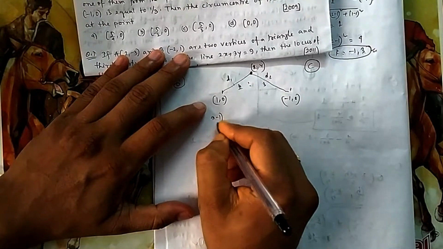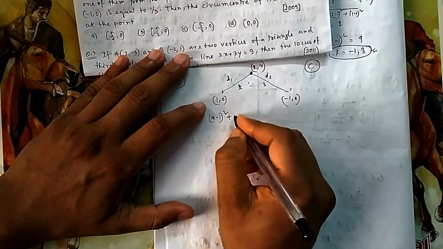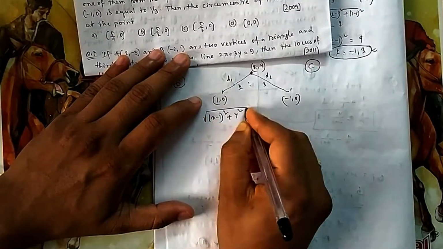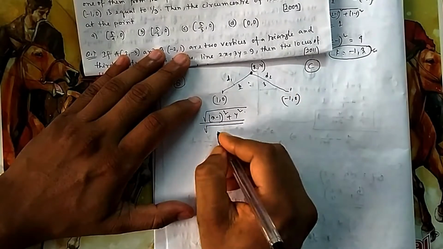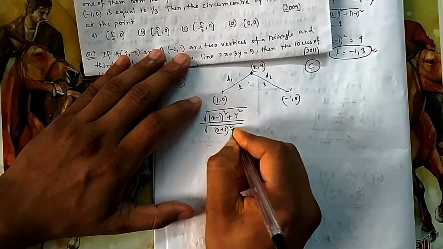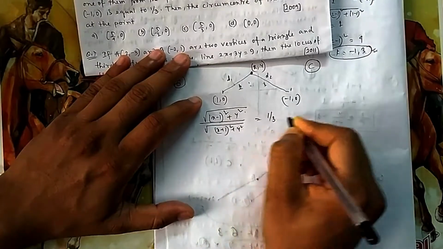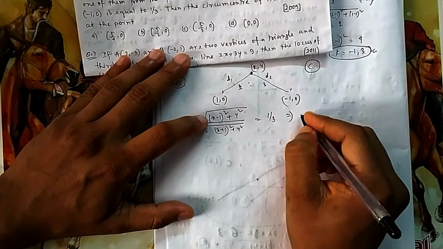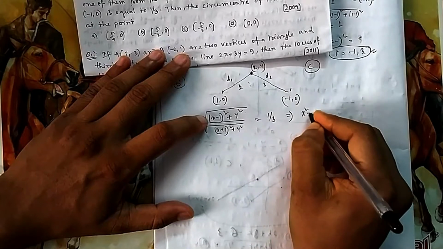So if you do this one, it is under root of (x minus 1) whole square plus y whole square, divided by under root of (x plus 1) whole square plus y whole square, that should be equal to 1 by 3. What is the distance here? So if you solve it, you will find x square minus 2x.